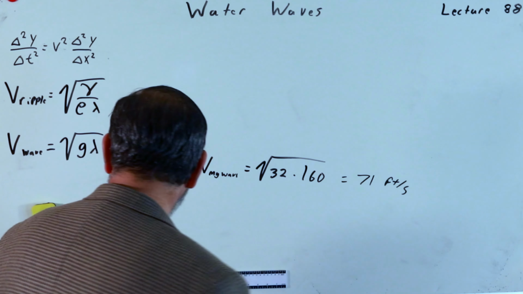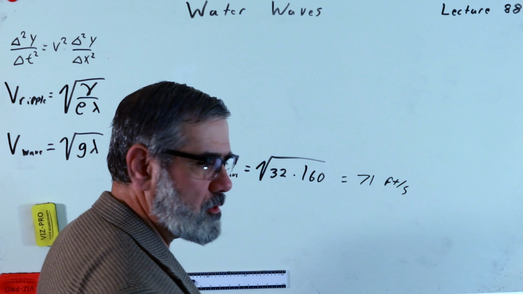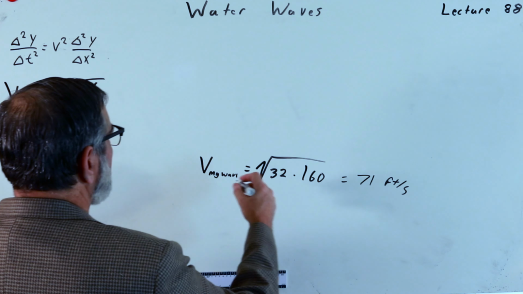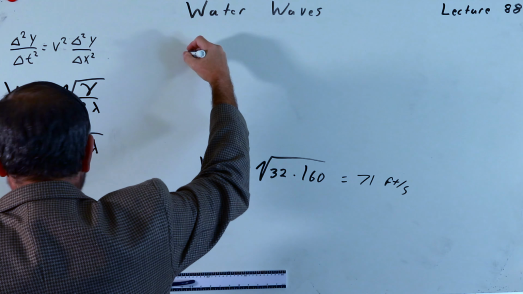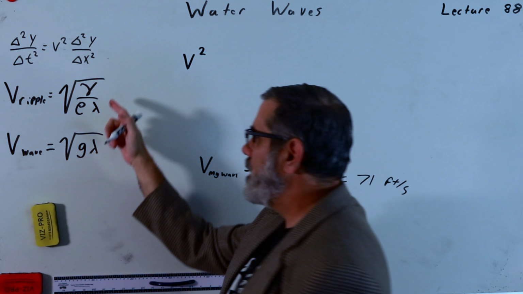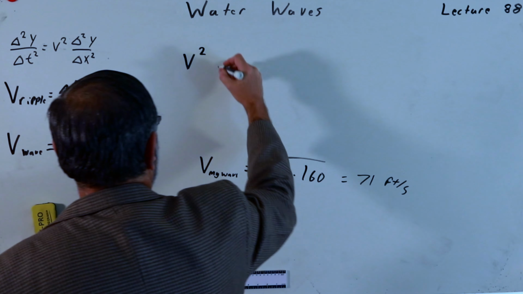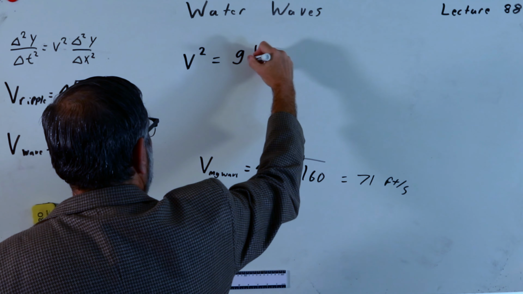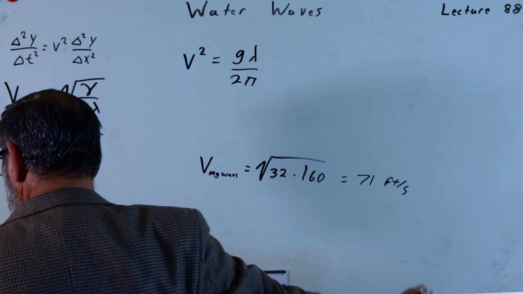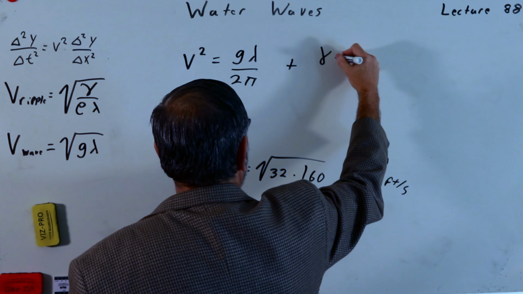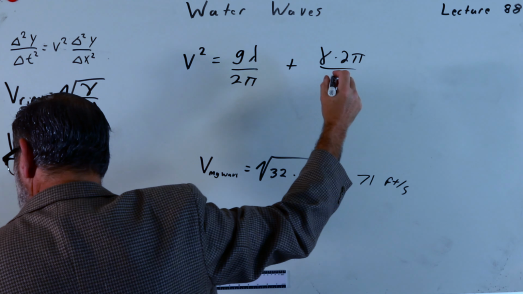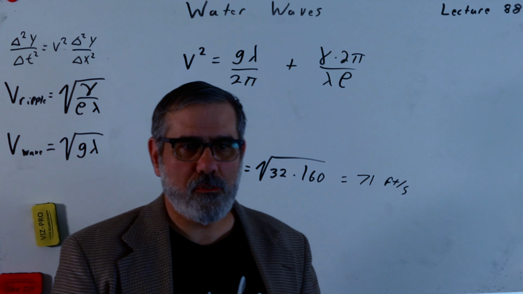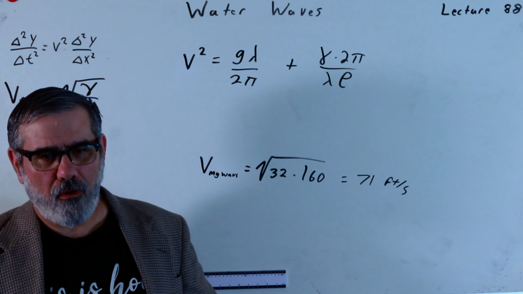But there's a 2 pi factor that should be in here. So hang on a second. Did I ever? Oh, I did. So I looked it up. The real wave speed is actually a combination of both of these terms, and it's written like this: the velocity squared is equal to G lambda over 2 pi plus gamma times 2 pi over lambda times rho. That's the actual wave speed that you would get if you were to do the hard math and come up with it.